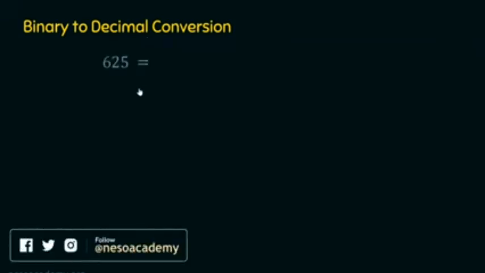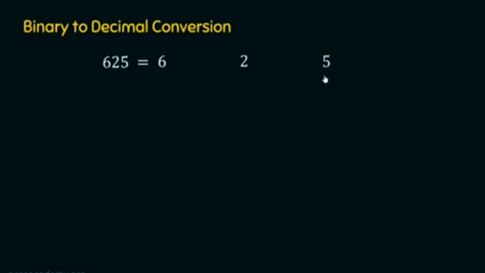Let's say that we want to represent 625. This number is a decimal number. If we want to get this decimal number, first we need to place its digits like this. 6, 2 and 5 are placed like this. Now, in order to get this number 625 from these digits 6, 2 and 5, we need to multiply each digit by its positional weight.